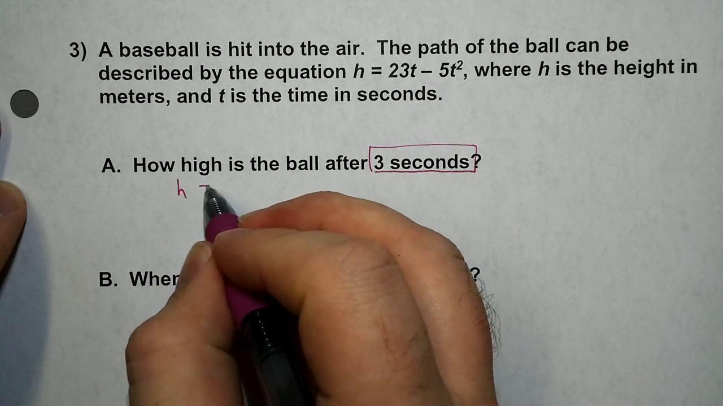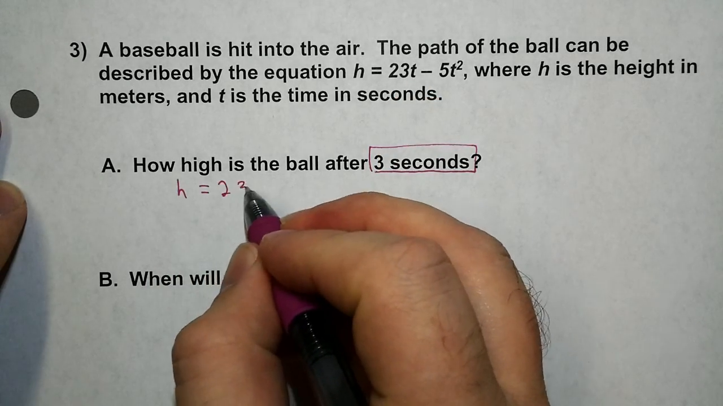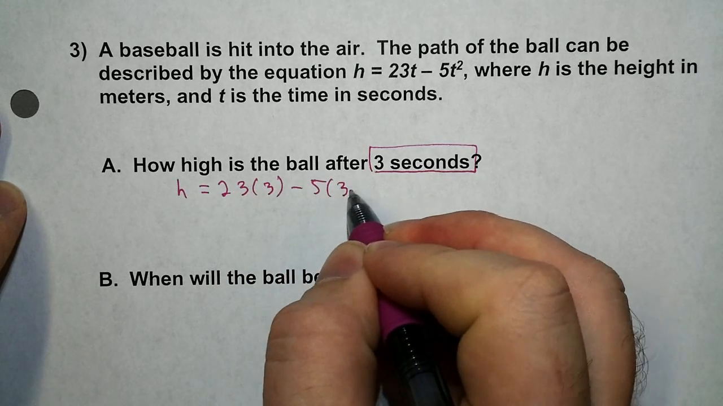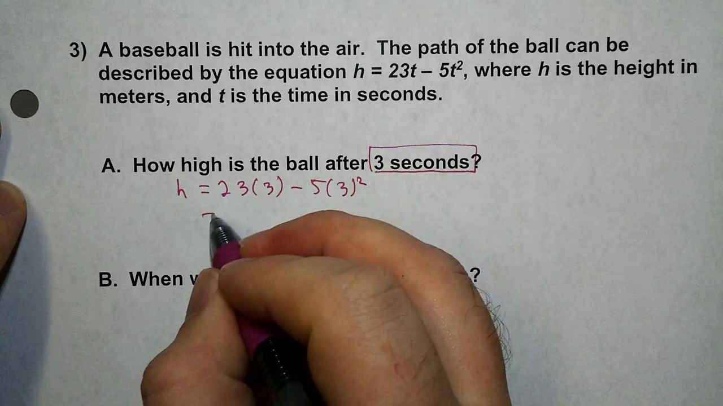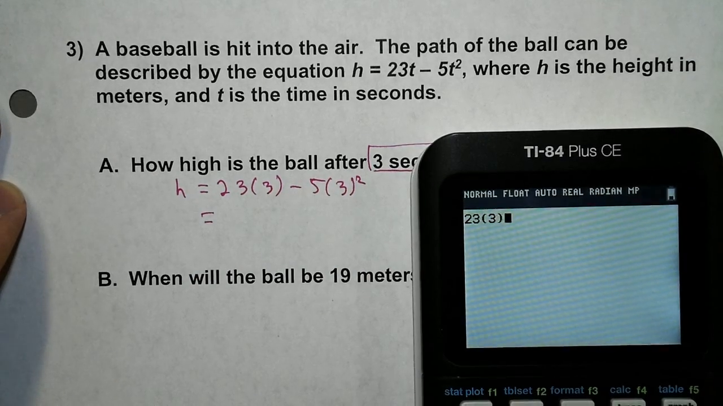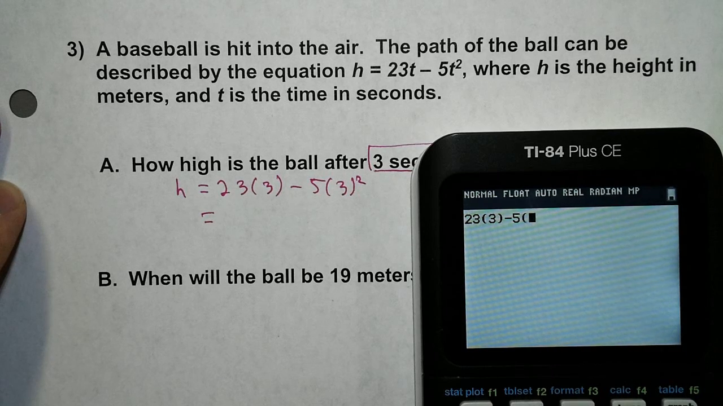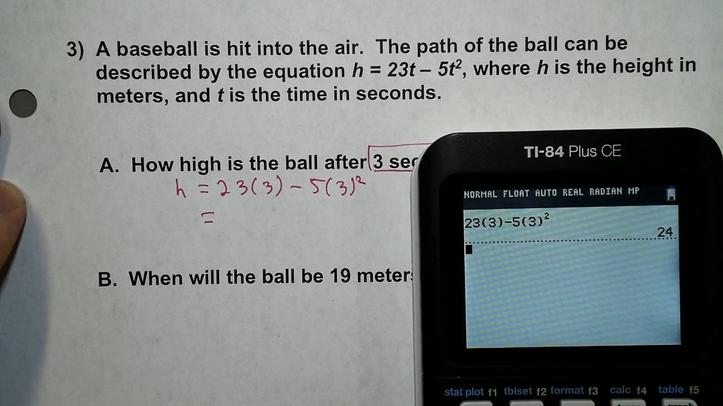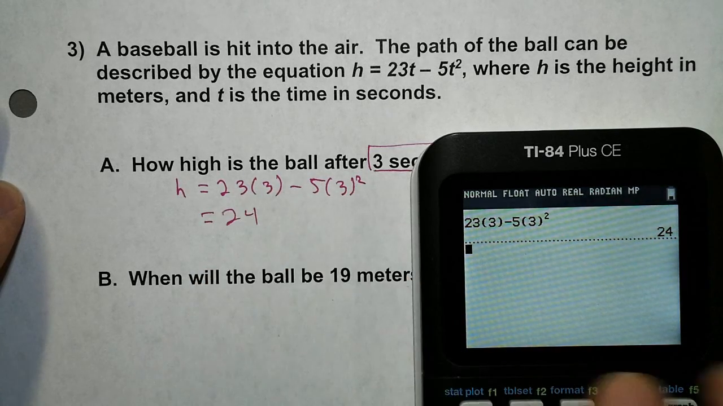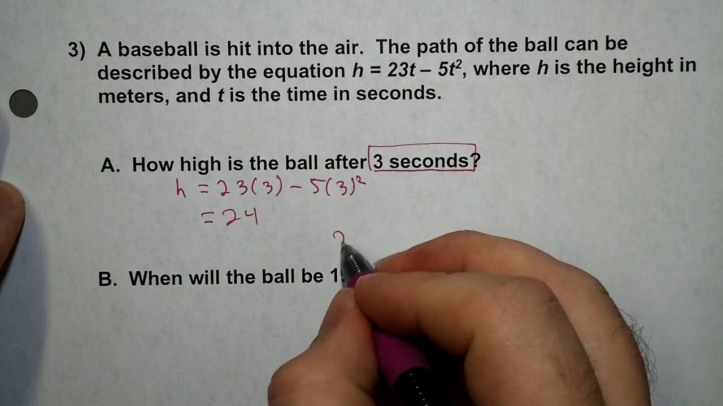So our height will equal 23 times 3 minus 5 times 3 squared, which comes out to 24. So it ends up being 24 meters.